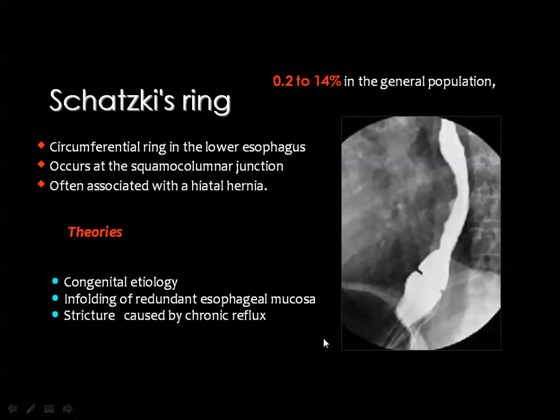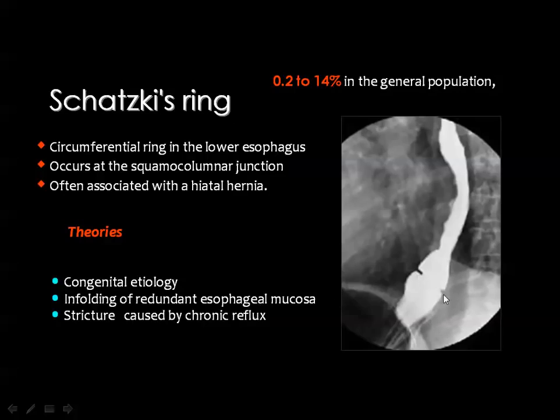While congenital webs are usually located in the lower part of the esophagus, and this is the most common esophageal web in the lower esophagus, which is known as Schatzki ring, and this is the incidence, which is seen in 0.2 to 14% in general population. This is the circumferential ring in the lower part of the esophagus, and it occurs at the junction between the esophageal mucosa and the gastric mucosa, and this ring is usually associated with hiatus hernia.